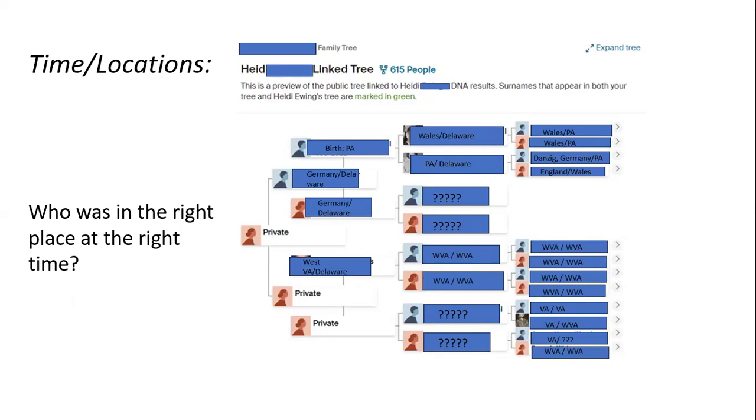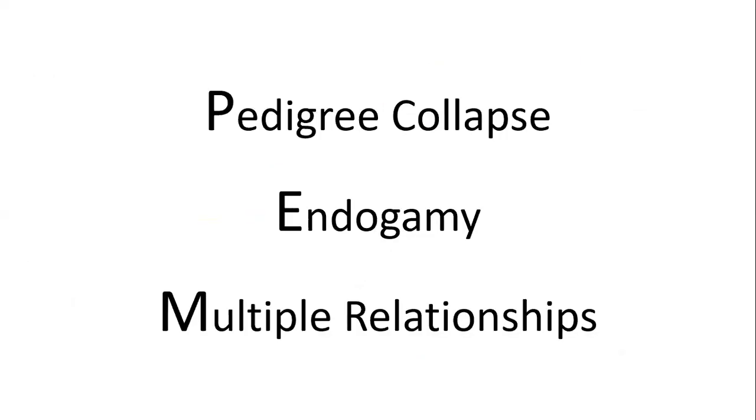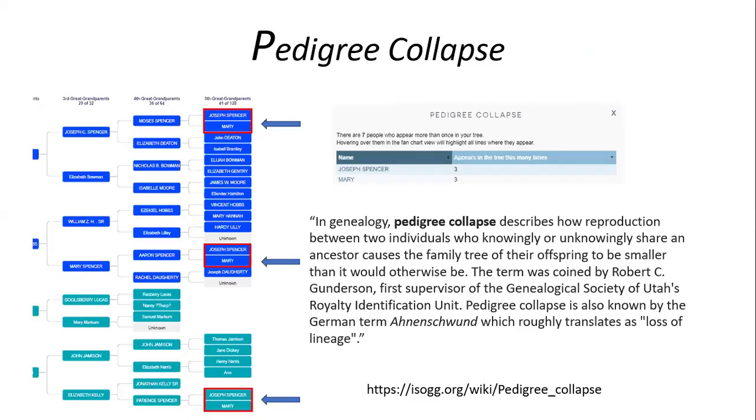So those German lines and stuff were a little further back. Pedigree collapse, endogamy, multiple relationships, PEM, as I call them, because they're all kind of similar, but they all cause some of the same problems.